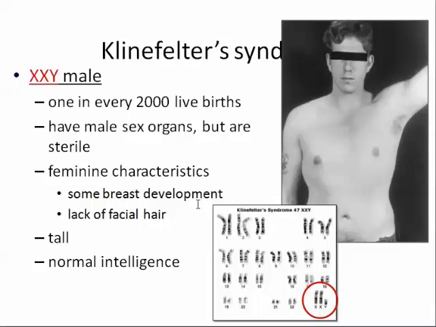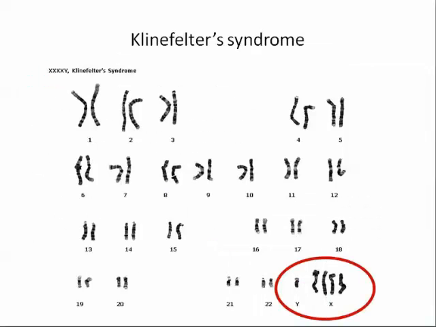There is a high possibility that they're going to develop some breast development, and they're going to have a lack of facial hair, lack of underarm hair. So normal male growth patterns are going to be lacking. They will be tall and they'll have normal intelligence, so you won't be able to tell just by talking to them. If you can see in this picture, they have two X's and a Y on their karyotype.